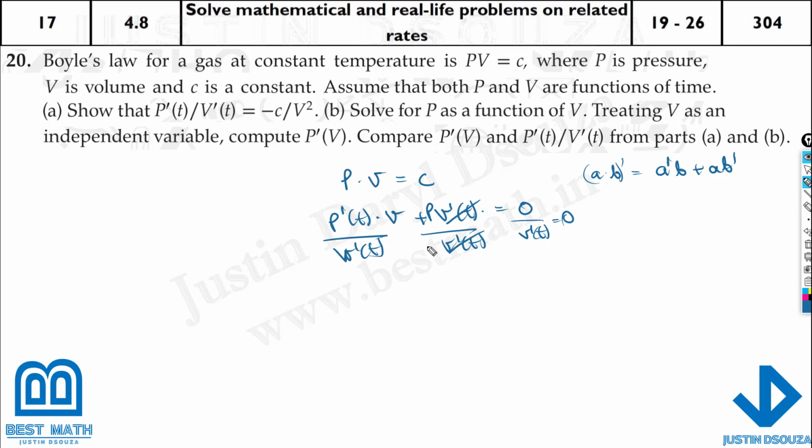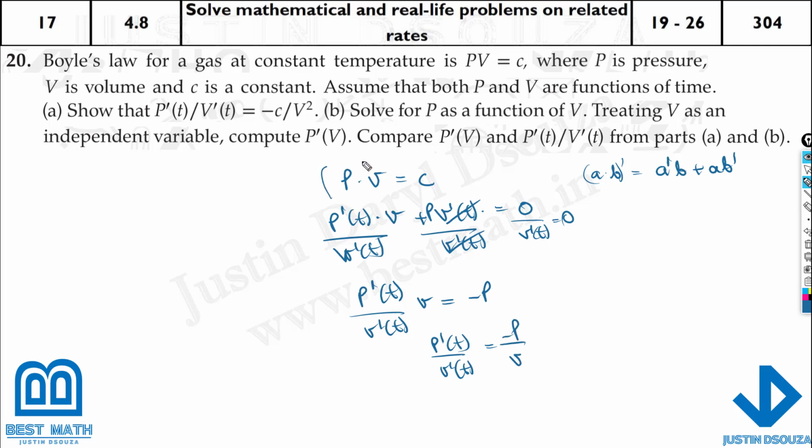Now what next? We have P here, so I'll take this P to the other side. So it's going to be V prime of T divided by V prime of T times V is equal to minus P. Look, only P is remaining because the other term is cancelled off and it's 0. When it moves to the other side, it'll be minus P. And then let's take V to the other side. P prime of T divided by V prime of T is equal to minus P divided by V. But look at the question. They have asked us for minus C by V squared.